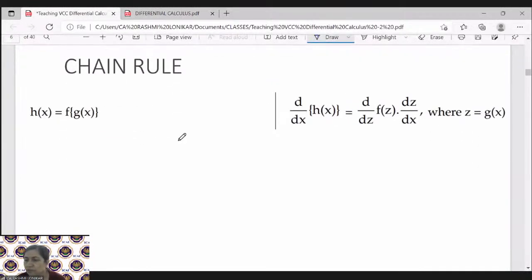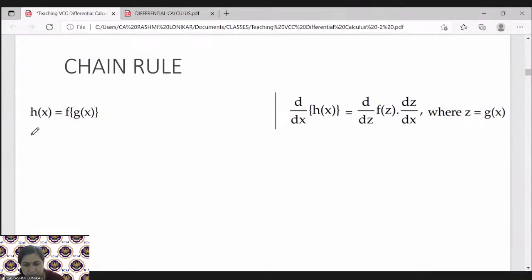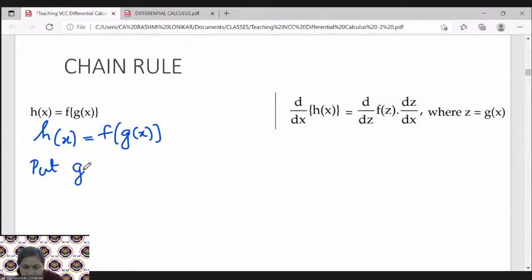So this is the chain rule, which says that suppose my function is h(x), which is a function f, which again is a function g(x). If this is the case, then what we should do is put g(x) equal to z. Now what will happen? h(x) will be equal to f of z, right? But this is x and this is z. I cannot differentiate it directly.